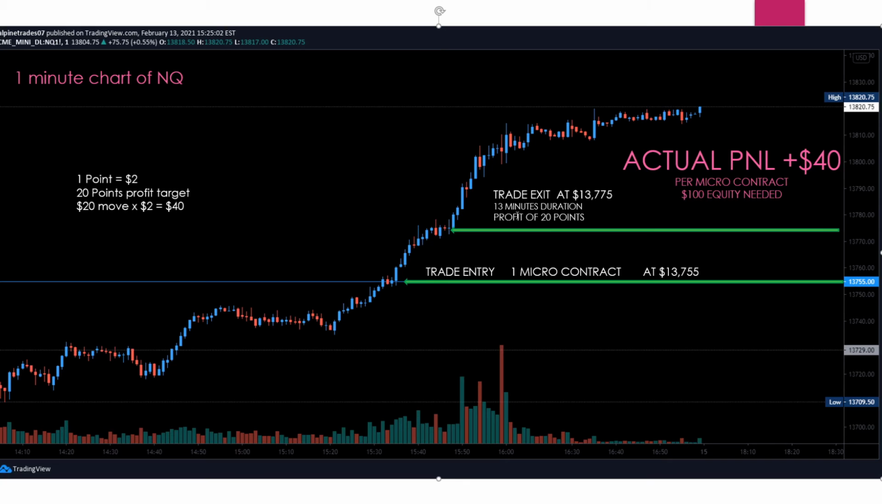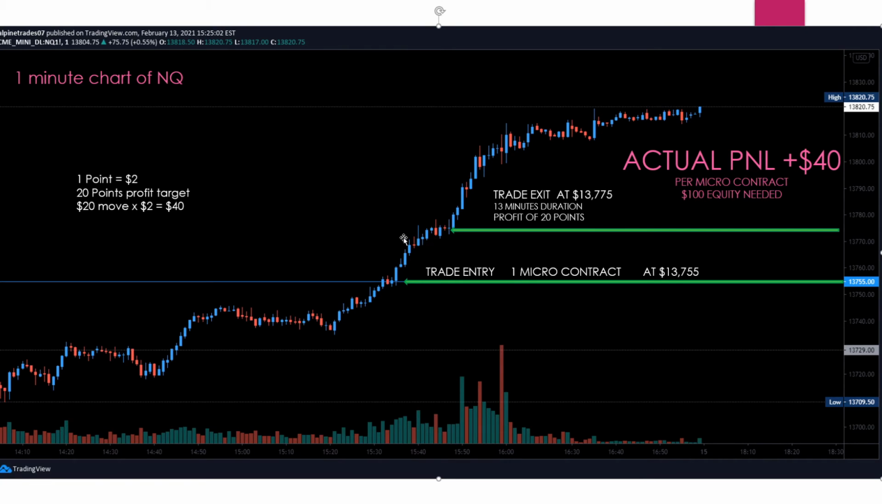So what does that mean for our P&L? Again, for every point that you make on the NASDAQ, a point meaning $1, so a $1 move up, you would make $2 of actual profit. So if we made 20 points total, you multiply 20 times 2 and you get $40. So your P&L would actually be $40 on $100 of equity. And within 13 minutes, you made a 40% return, which is amazing, right?